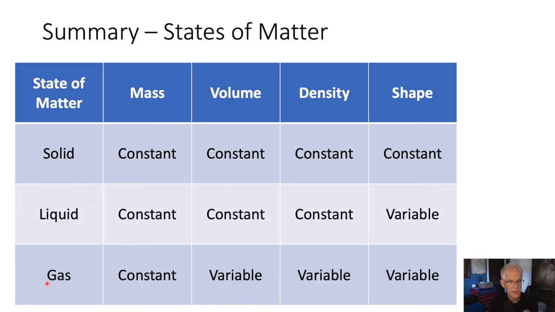Now we go back and look at the gas. We see again that we have a constant mass. The volume will be variable. It's compressible. The density will be variable because the volume changes. And the shape, it will take the shape of the container that it's in.